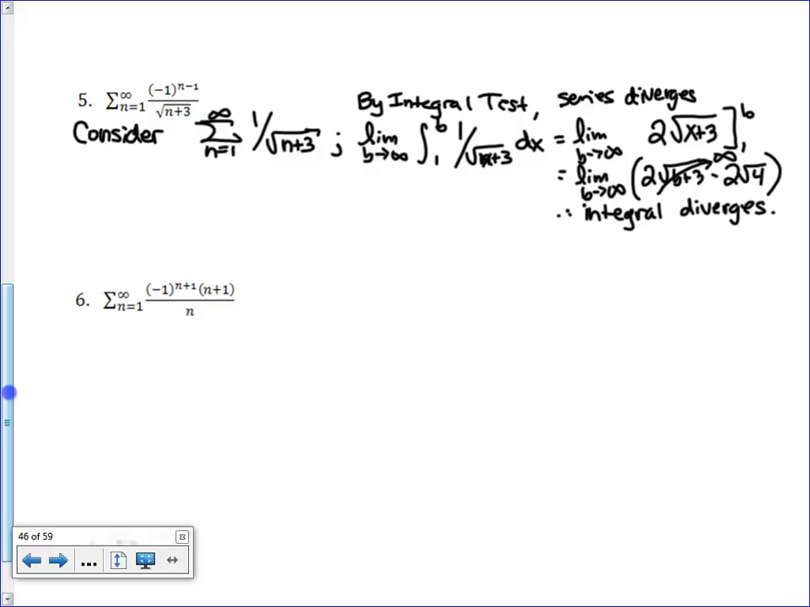So I'm doing the integral, I chose u to be the inside, so I just had u to the -1/2. And so u to the -1/2 plus 1 is u to the +1/2 divided by 1/2. And then plug in b, plug in 1. Infinity, so the integral diverges, so the series diverges.